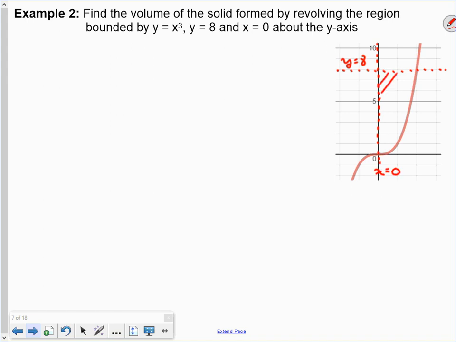So the region that we're looking at is this region bounded in here. And we're looking at revolving this not around the x-axis, but around the y-axis, and looking at what sort of volume that is going to sweep out. Because we're revolving around the y-axis, it's better to do our integral in terms of y rather than in terms of x. So we are going to integrate with respect to y.